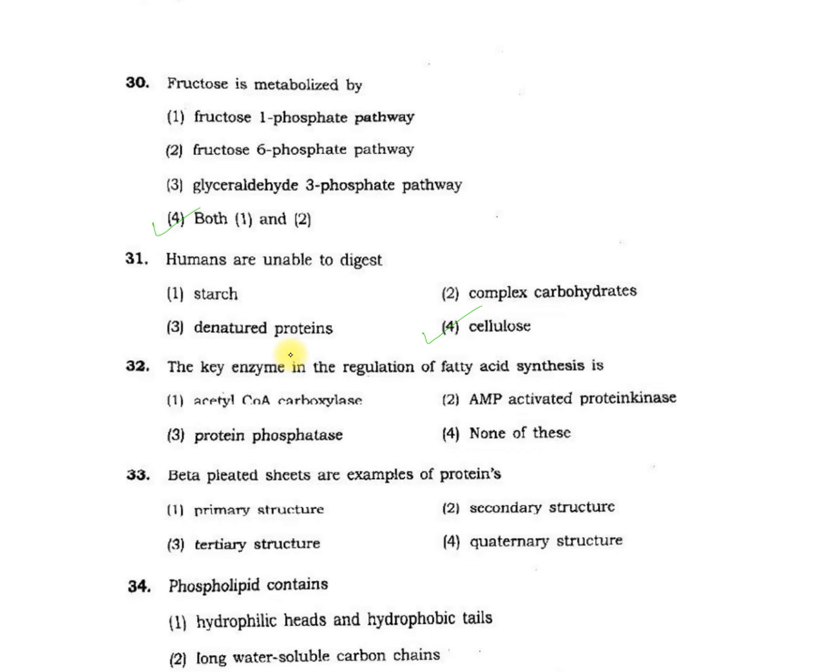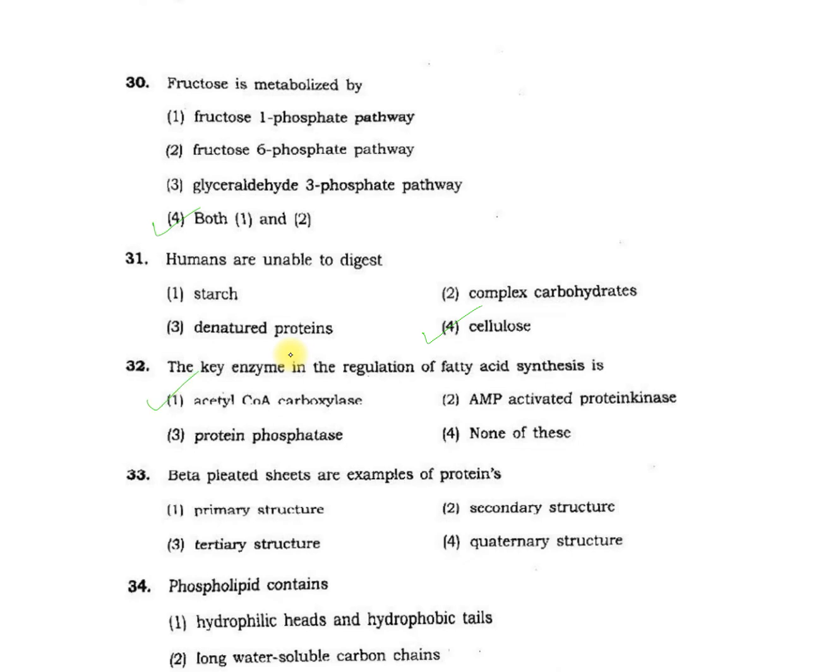Question 32. The key enzyme in the regulation of fatty acid synthesis is option 1, acetyl coenzyme A carboxylase. Option 2, AMP activated protein kinase. Option 3, protein phosphatase. Option 4 is none of these. Here the correct one is option 1, which is the acetyl coenzyme A carboxylase.